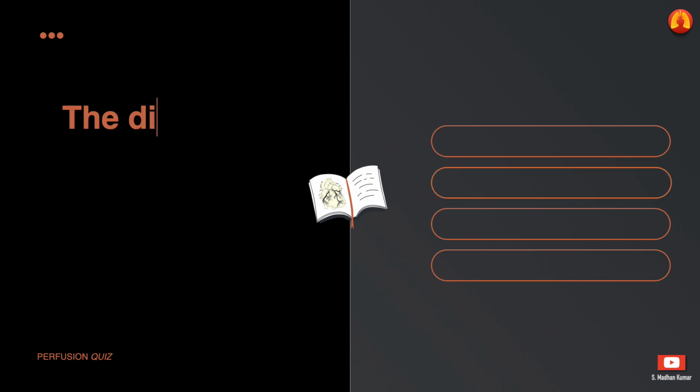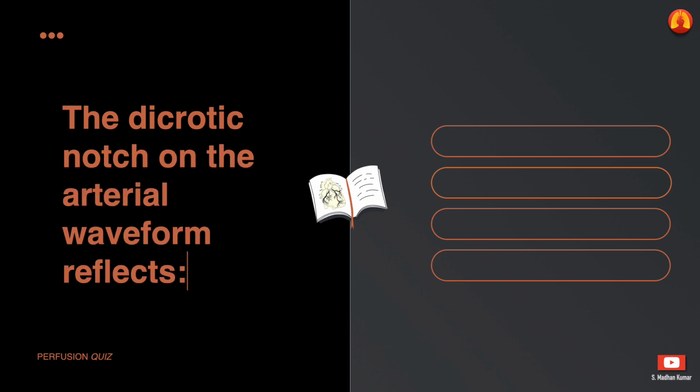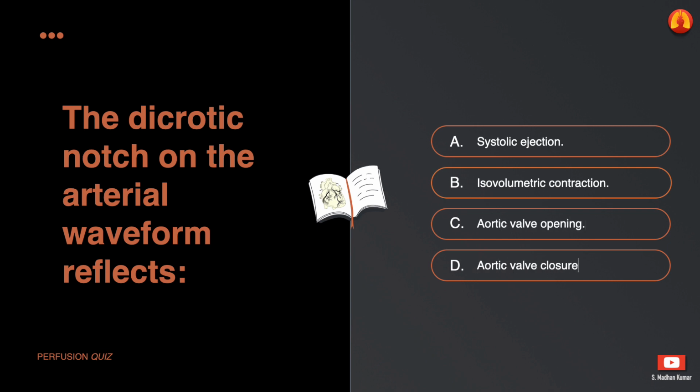The dicrotic notch on the arterial waveform reflects A. Systolic ejection. B. Isovolumetric contraction. C. Aortic valve opening. D. Aortic valve closure. The correct answer is aortic valve closure.